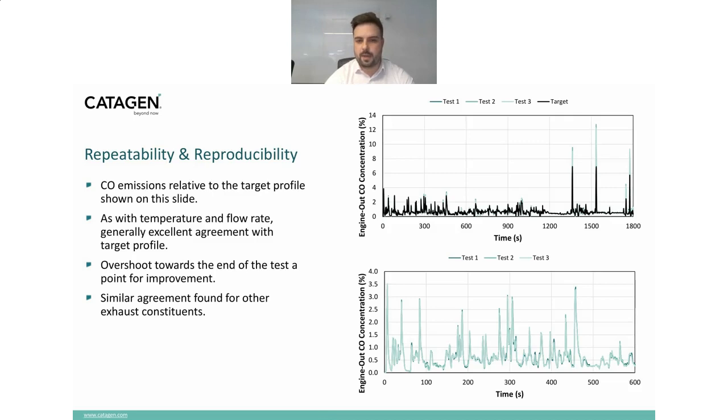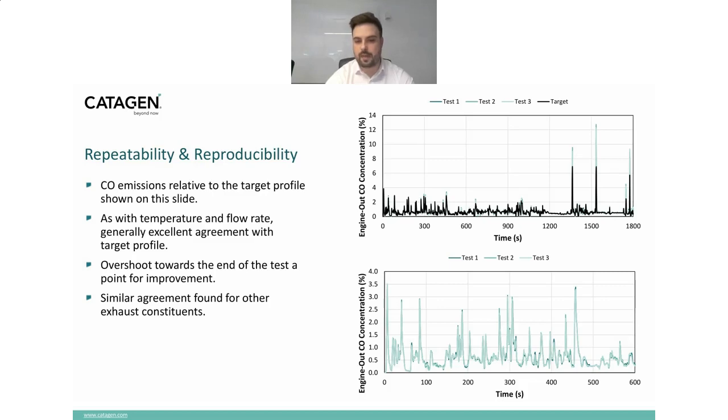We do see some regions of an overshoot towards the sort of tail end of the test, where we have high CO concentrations during transient events, particularly as we're accelerating to high speeds. So I think for us, this is a point in which we can improve upon. And Roy, who's on the call today, we had some discussion this morning about how we're currently overcoming that challenge. So we have a solution that we're working on to improve that.